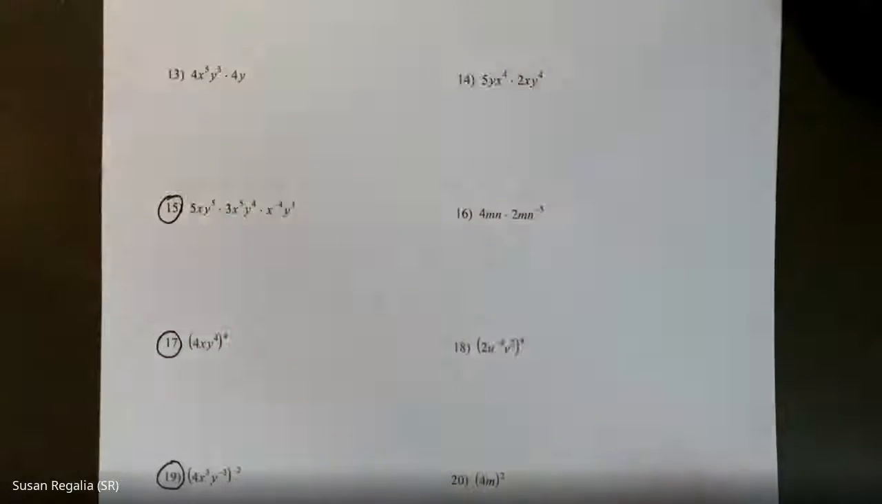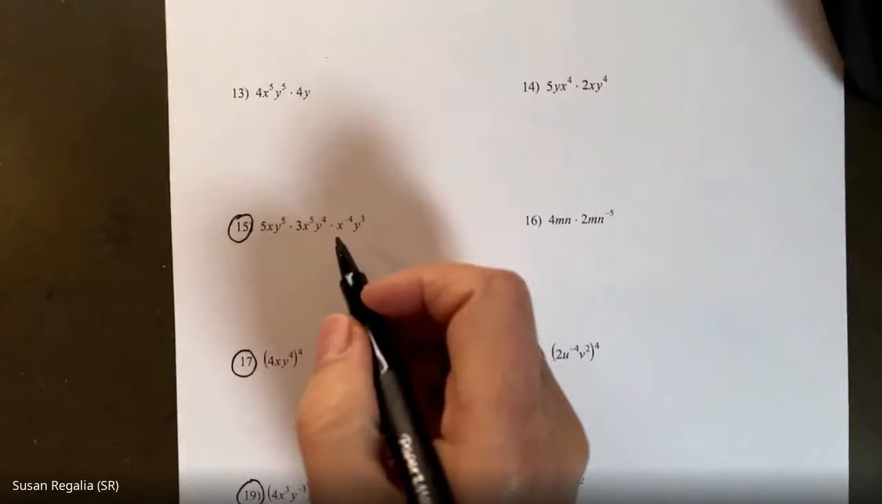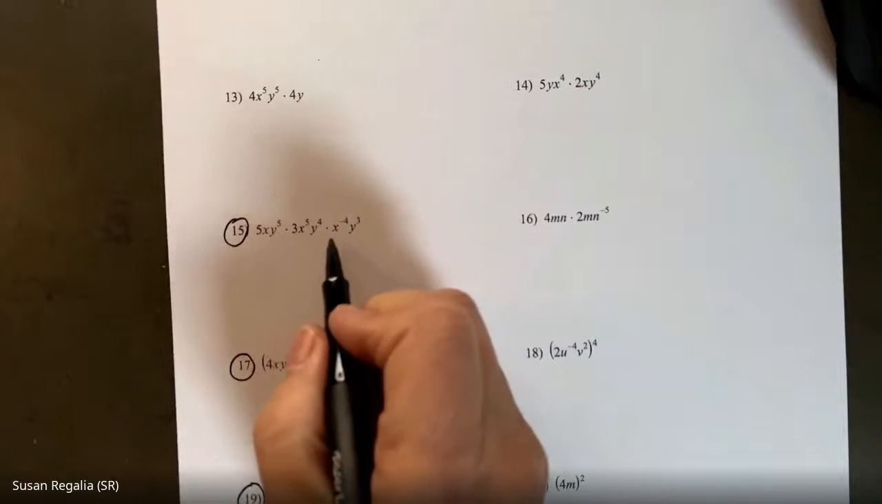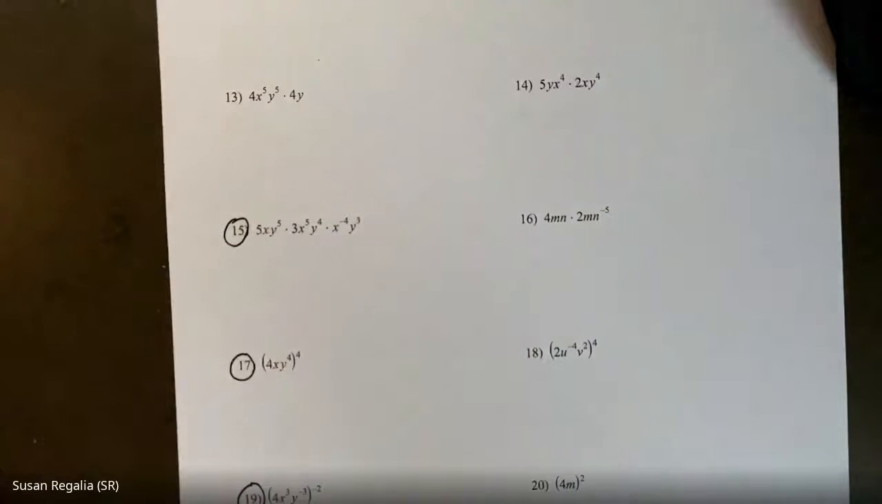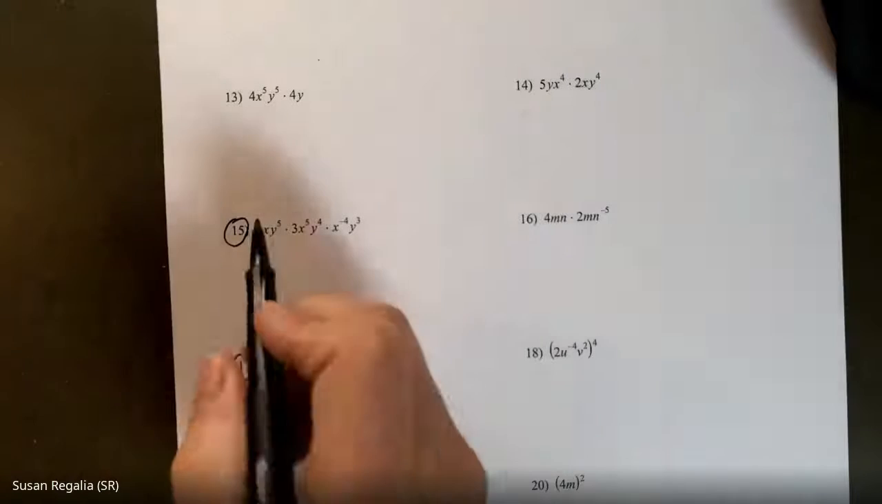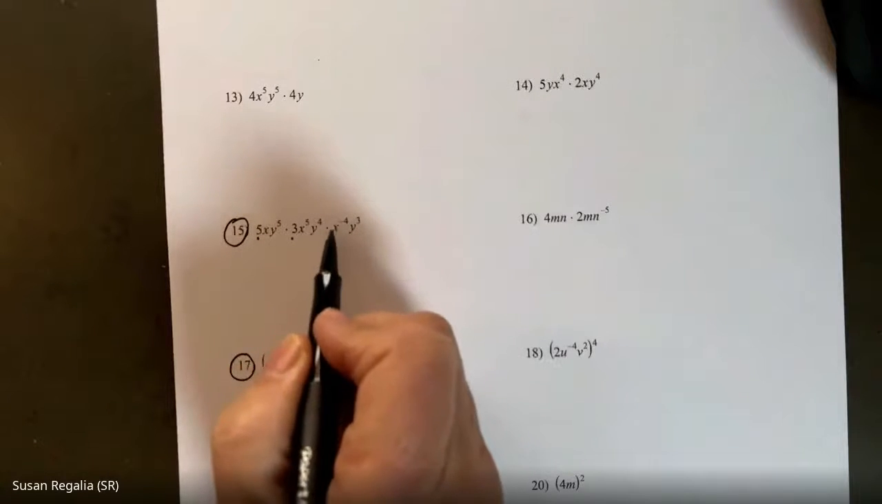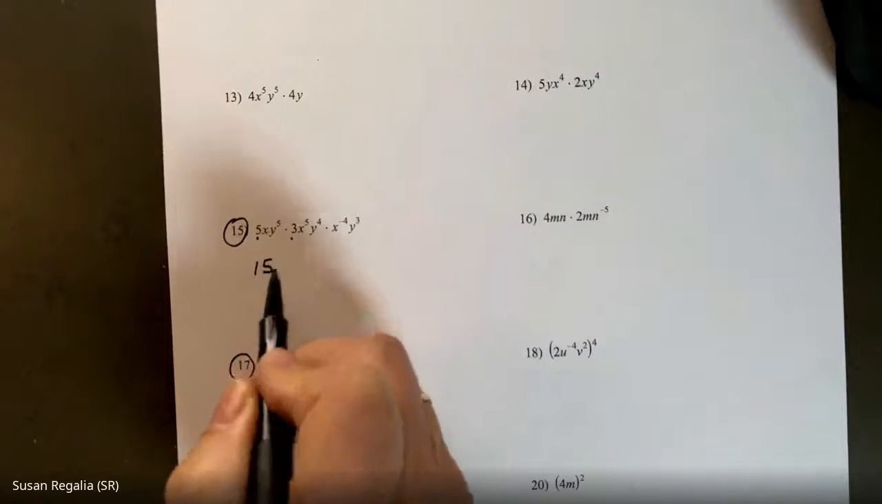Okay, on the second page, we've got number 15, which is 5xy to the 5th times 3x to the 5th y to the 4th times x to the negative 4th y to the 3rd. So we've got a negative exponent in there. So the first thing is to collect the numbers, and I've got 5 times 3, there's a 1 here. So 5 times 3 is 15.